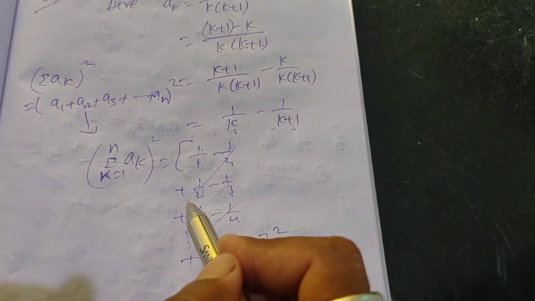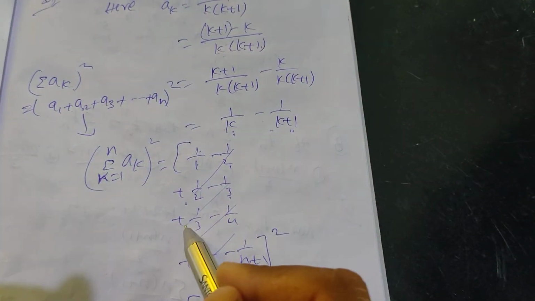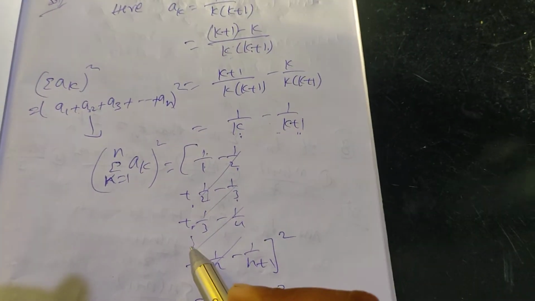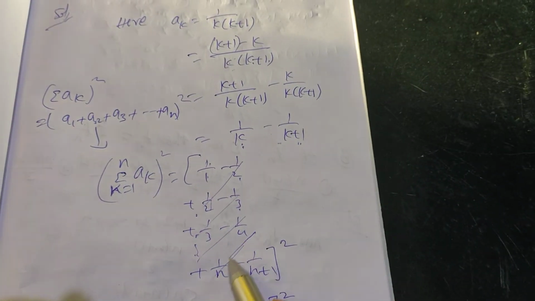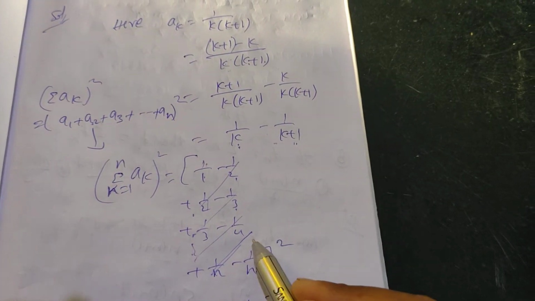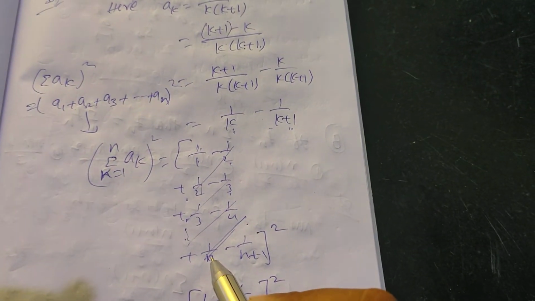If you observe this one, 1 by 1 minus 1 by 2 plus 1 by 2, these two will get cancelled. Minus 1 by 3 plus 1 by 3, these two will get cancelled. Minus 1 by 4 plus 1 by 4 will cancel. So that means these two and these two also will get cancelled. That means the 1 by n before term and this 1 by n will get cancelled.